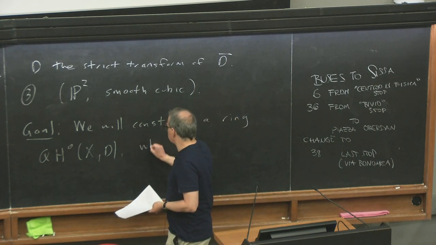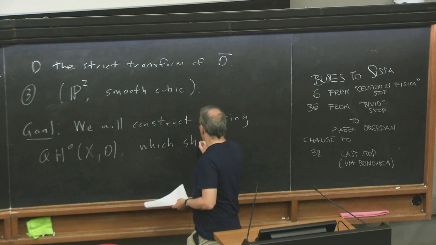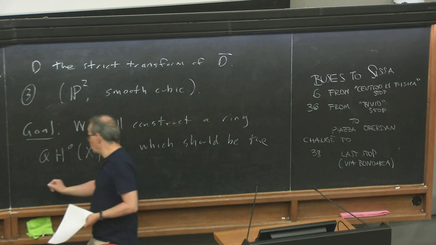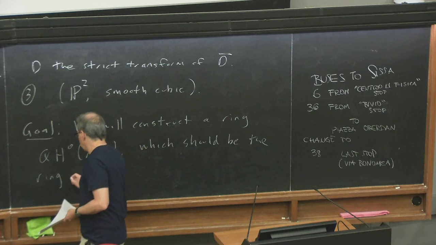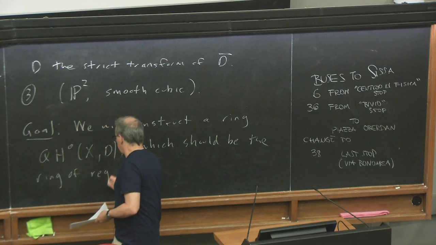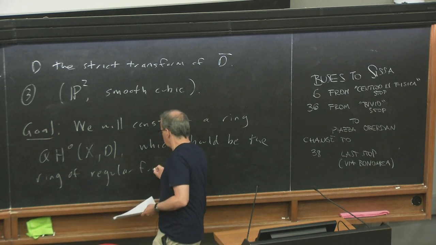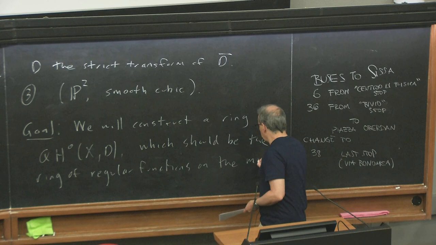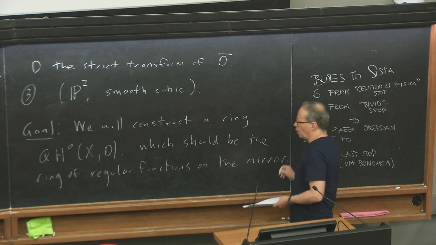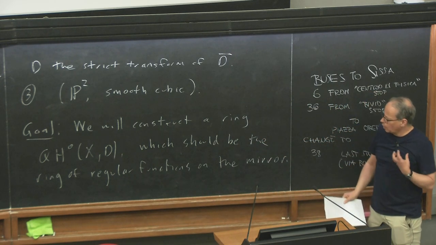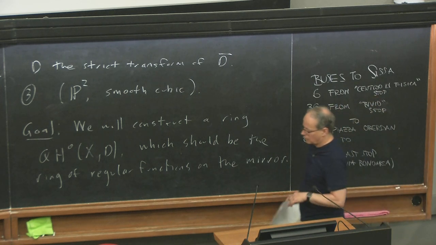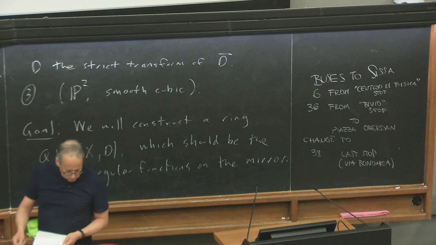And this is, which should be, the ring of regular functions on the mirror. I'm going to make this more precise as we go on, but sort of morally, this is what we're aiming for. We're going to actually construct a ring with some good properties.